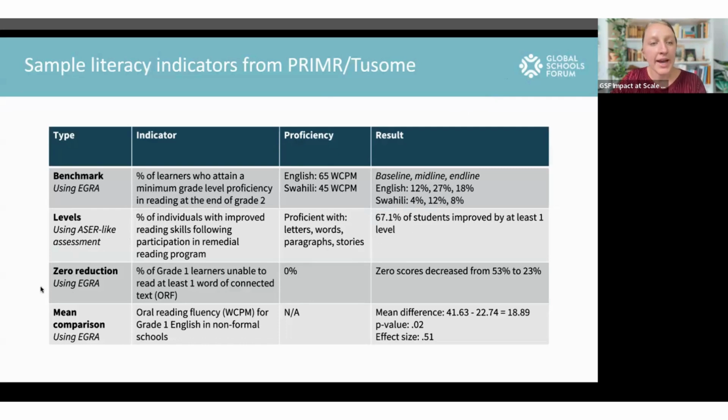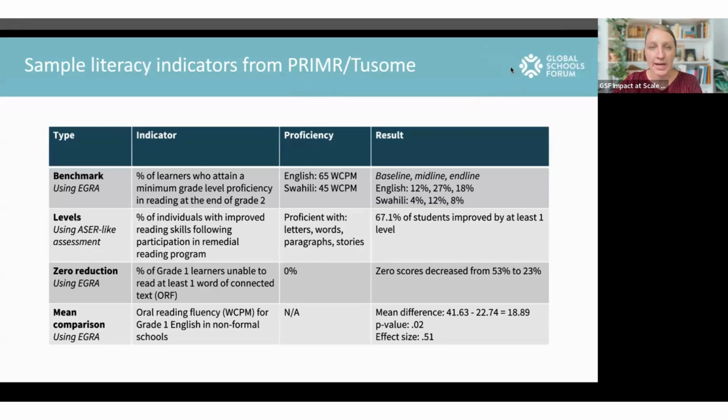Another type of indicator is zero reduction. We know that in many cases we're working with students who are quite far below grade level and below the literacy and math levels that we'd hope to see. So it can be an accomplishment even to move students from 0 to 1, whatever that is in the context of the assessment. In this case, for grade 1 learners at the beginning, 53% of grade 1 learners couldn't read a single word. And by the end, only 23% couldn't read a word.